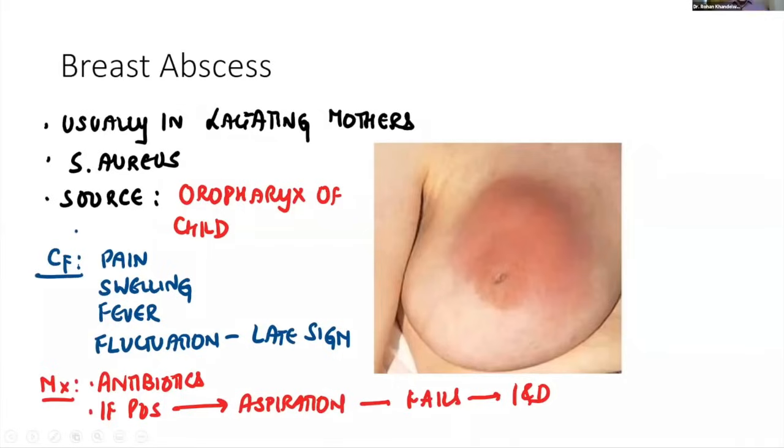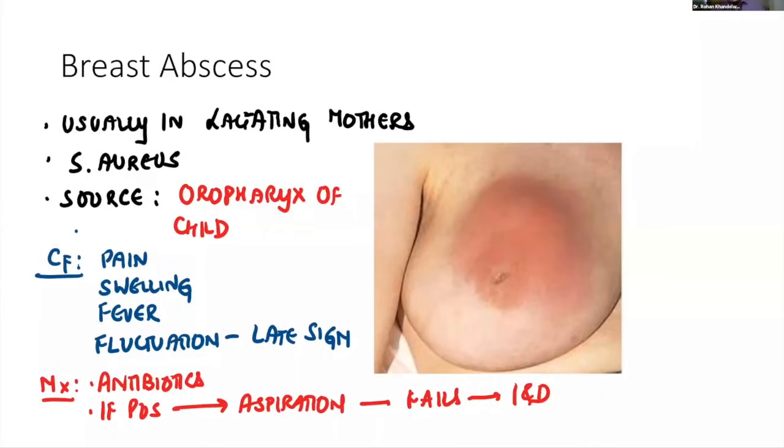Now, these images are very, very important. Two such images, one was there in your mid-year exam, one was there in the December exam of FMGE. Breast abscess, you will see in lactating mothers. Staphylococcus aureus is the organism. Oropharynx of the child is implicated. Clinical features, you will have pain, swelling in a lactating mother. There will be fever. You can see a reddish swelling like this. And the management is antibiotics.